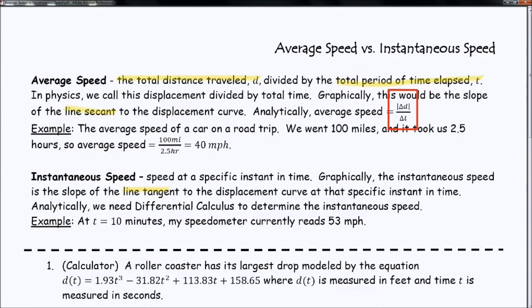There will be times where they ask us to find the average speed of my entire trip, then compare that to my instantaneous speed, which is my derivative, and find that actual moment in time. Let's go through several examples. Please get your calculator out, because most of this is going to be done through the use of the calculator.